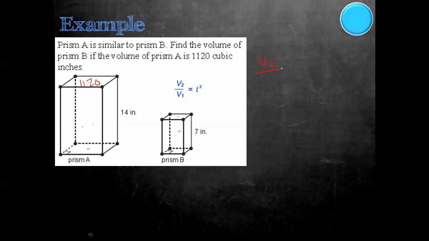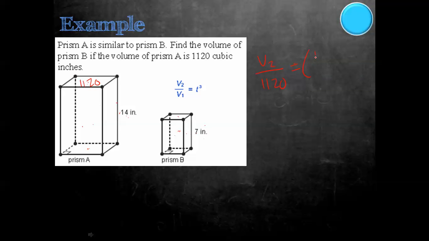So V2 is going to go on top. V1 is going to go on the bottom. Now here we need T, the scale factor. If we're going from this big shape to this small shape, we know that the scale factor has to be less than 1. So we are going to take 7 and divide that by 14. 7 over 14 is 1/2. That means that the scale factor is 1/2, because it has to be less than 1 in order for the shape to get smaller.